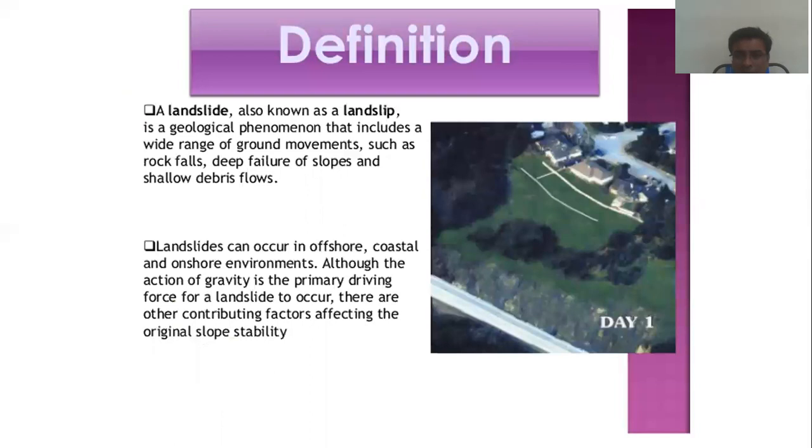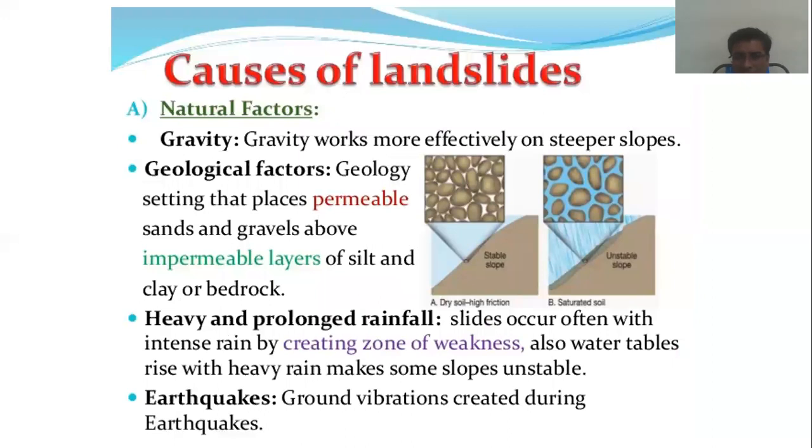So next one is landslides. A landslide, also a landslip, is a geological phenomenon that includes a wide range of ground movements such as rock falls, deep failure of slopes, and shallow debris flows. The major reasons for landslides are, one, gravity works more effectively on steeper slopes.